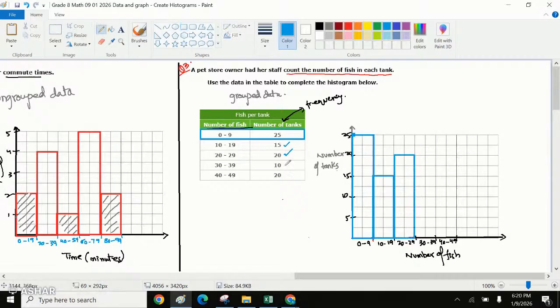Okay, the next one is 10, that is 30 and 39. Between 30 and 39 the height is 10. That means number of tanks were 10, which had 30 to 39 fishes in it, right? Okay, and the last one is 40 to 49 is 20 again.